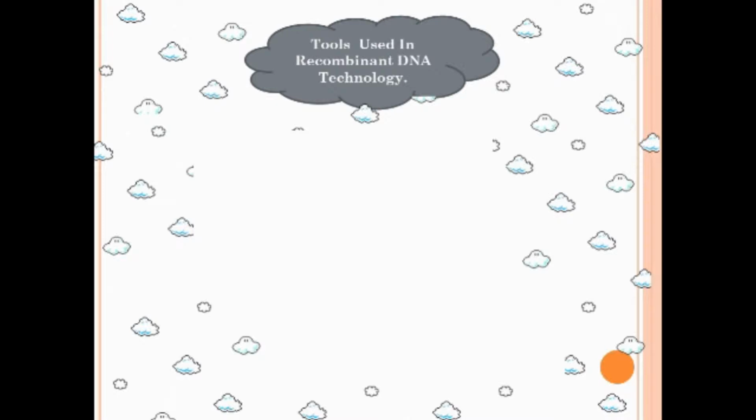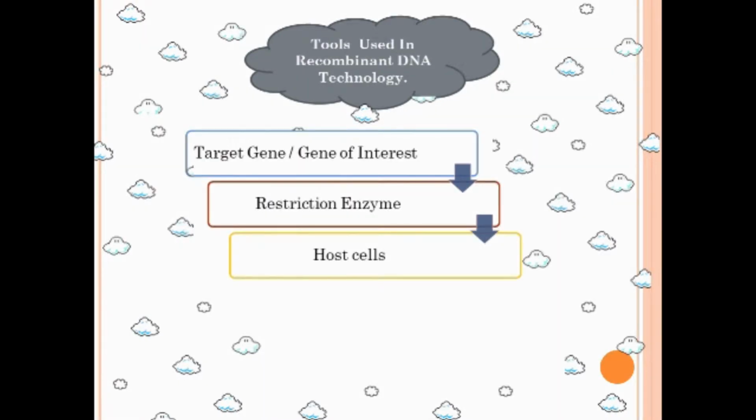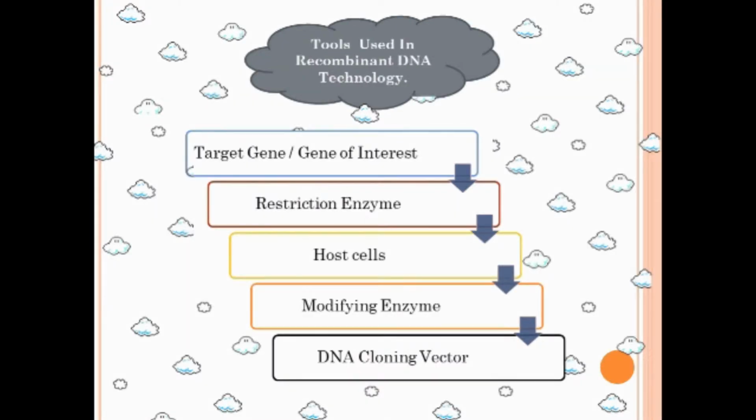First, you need a target gene or a gene of interest. Next is the restriction enzyme. You also need a host cell and a modifying enzyme, and the last one, you need a DNA cloning vector.